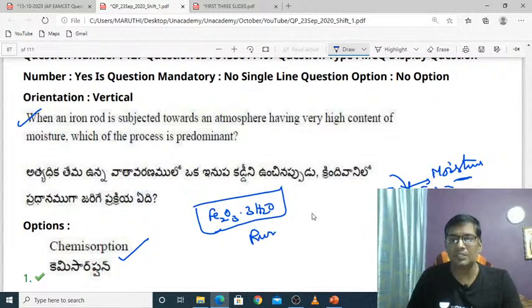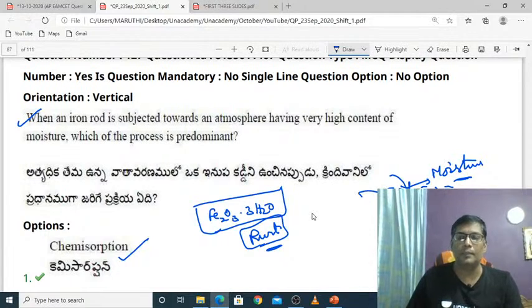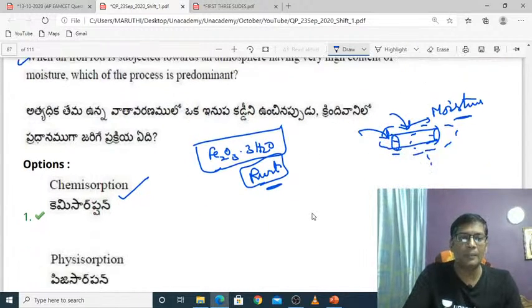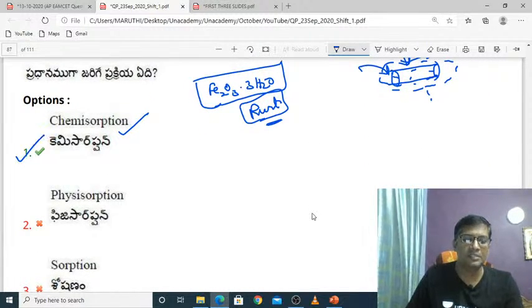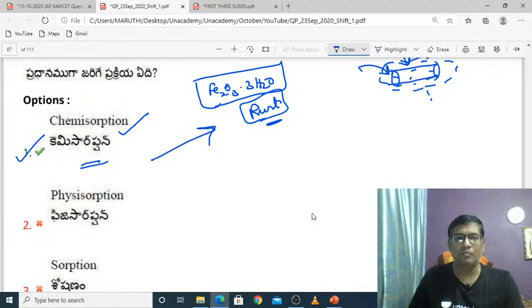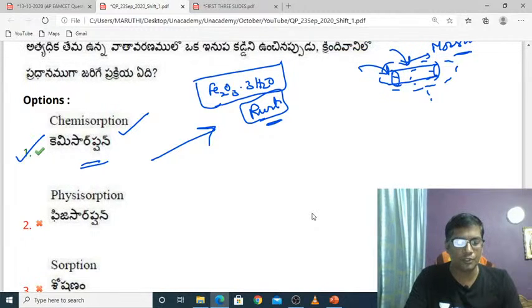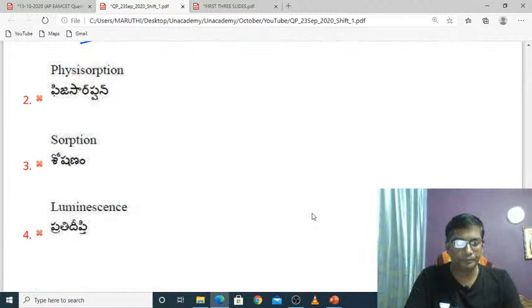It is forming rust. Rust is the chemical formula of iron. So chemisorption will be possible. It is not a physical adsorption. It is a chemical adsorption. So the chemisorption option is the correct answer for us. Why is it the chemisorption option? This is the reason. Because the rust formula is Fe2O3.3H2O. So it is a chemical process.